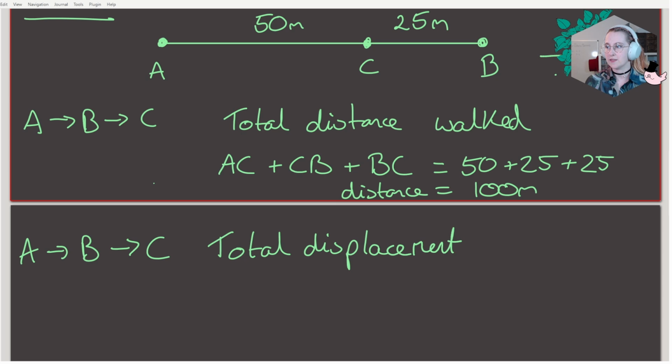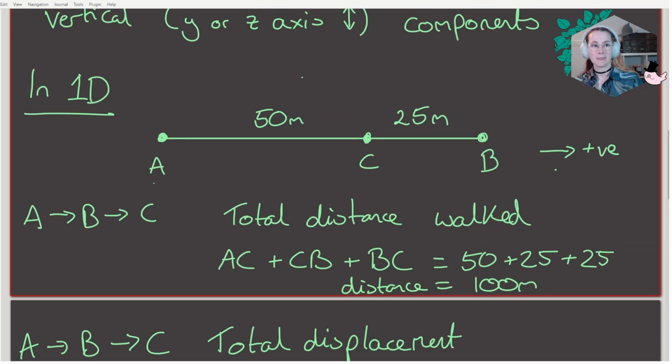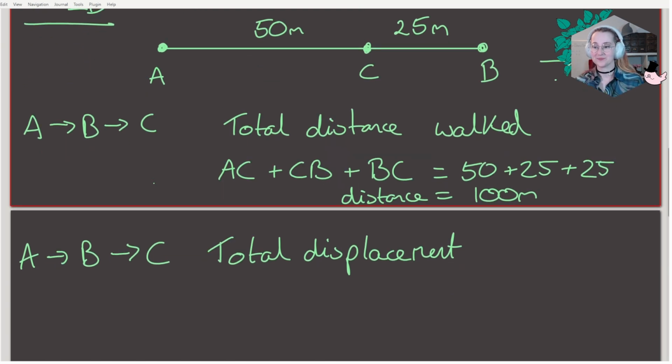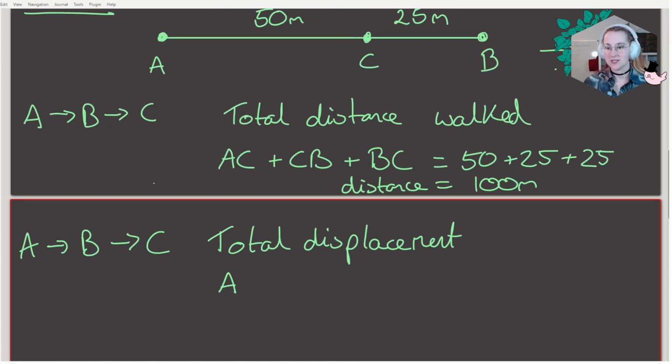In contrast, if I walk A, B, C, and I want my total displacement, I'm going to say that that way is the positive direction. Then it would actually be the distance AC plus, again, CB and then BC.